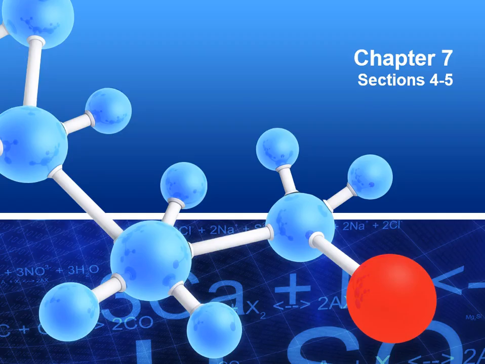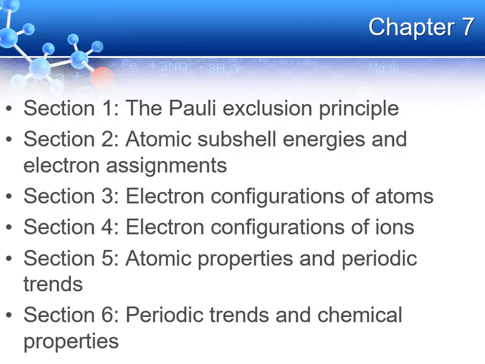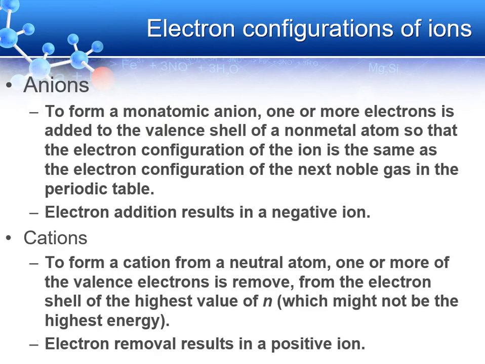Hello everyone! Today we will cover section 4 in chapter 7 and we will also cover part of section 5. So first, electron configurations of ions. We did electron configurations of atoms earlier, so now we can apply what we've learned to ions.